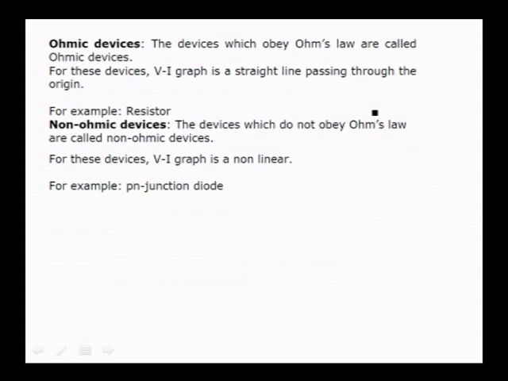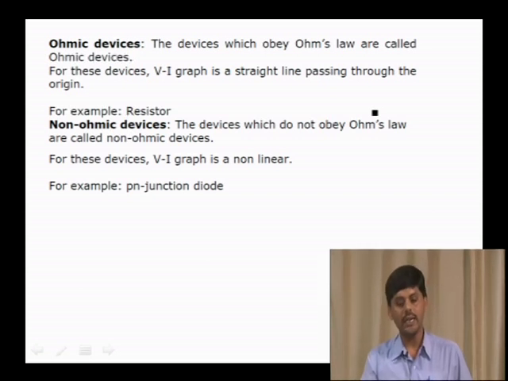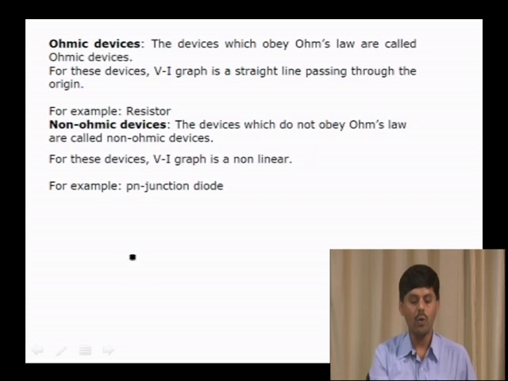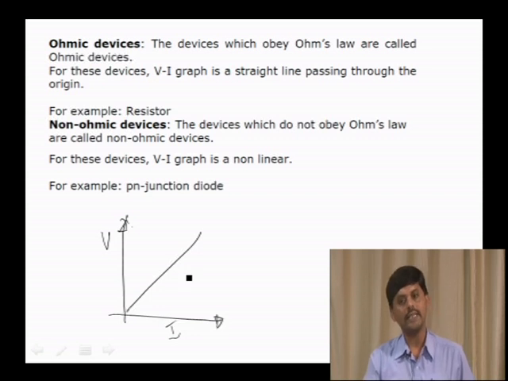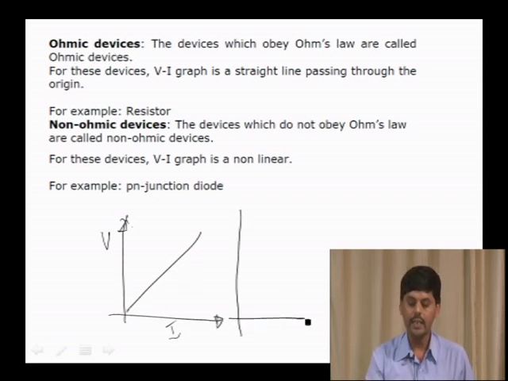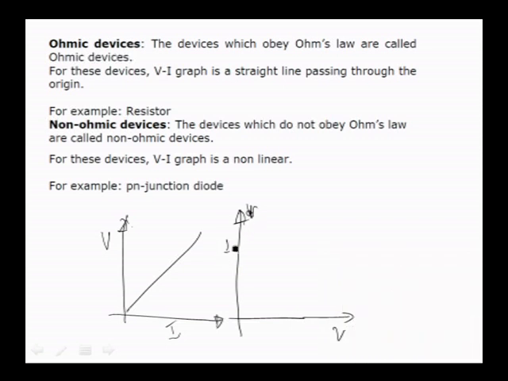Next, let us see some devices which obey Ohm's law, for example a resistor. Such devices we refer to as ohmic devices. If you plot a graph of potential versus current, we get a linear curve. Some devices like the PN junction diode, with current on one axis and voltage on the other, give a non-linear curve. Such devices we refer to as non-ohmic devices.